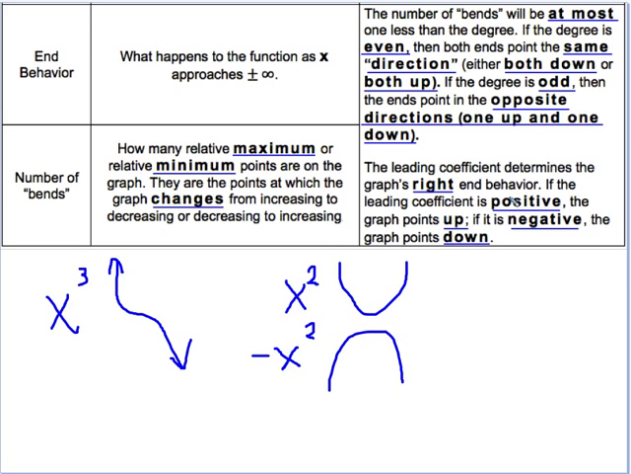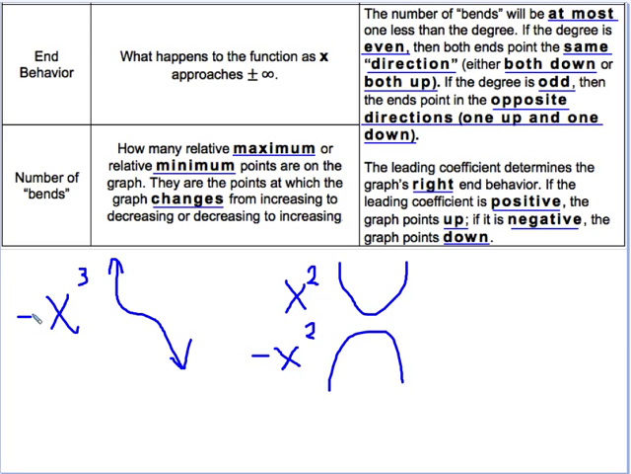Now, the last thing I want to go over is the leading coefficient. The leading coefficient determines the graph's right end behavior. If the leading coefficient is positive, the graph points up. If it's negative, the graph points down. So, just from that, I realized that I drew this graph wrong.